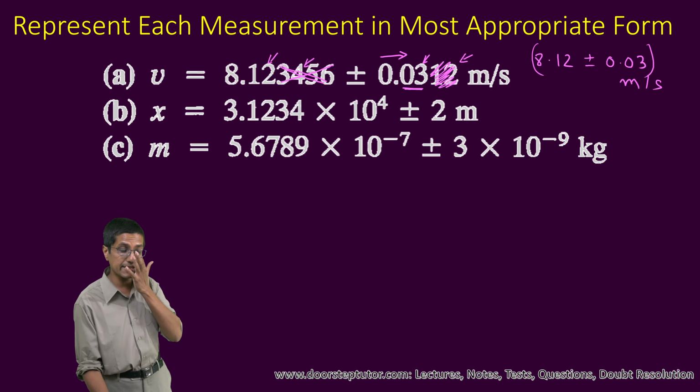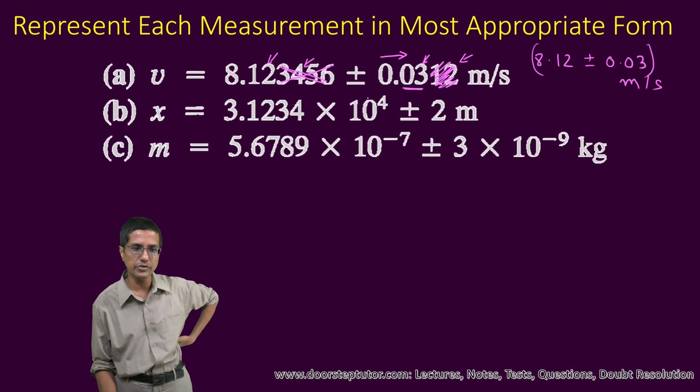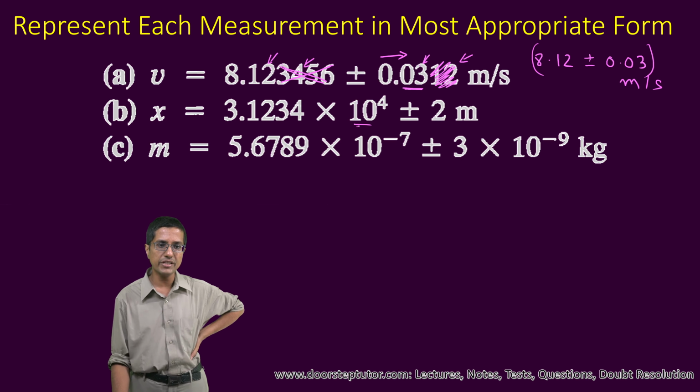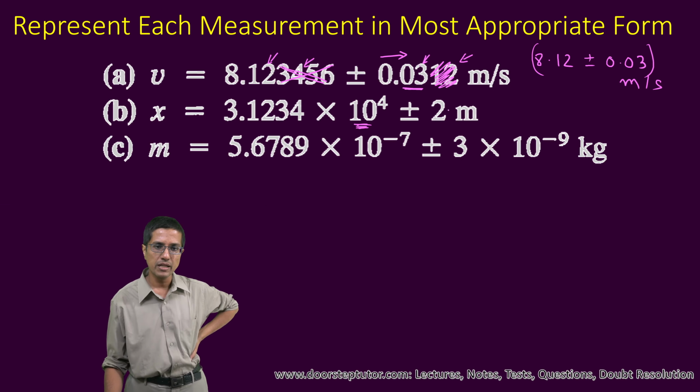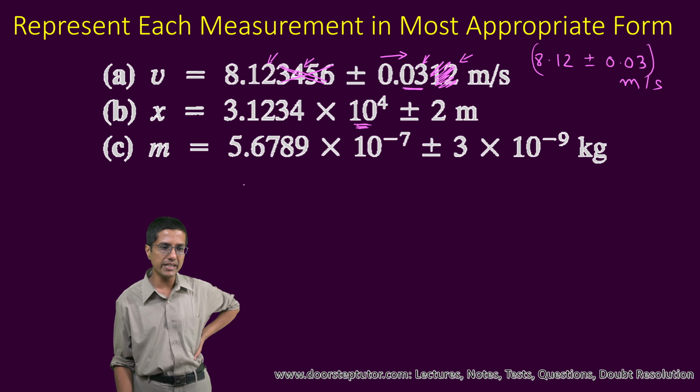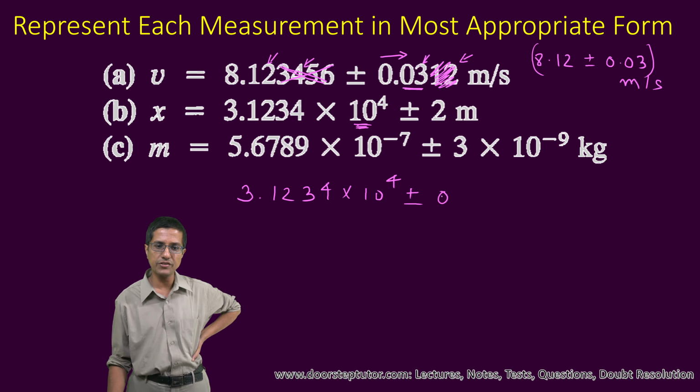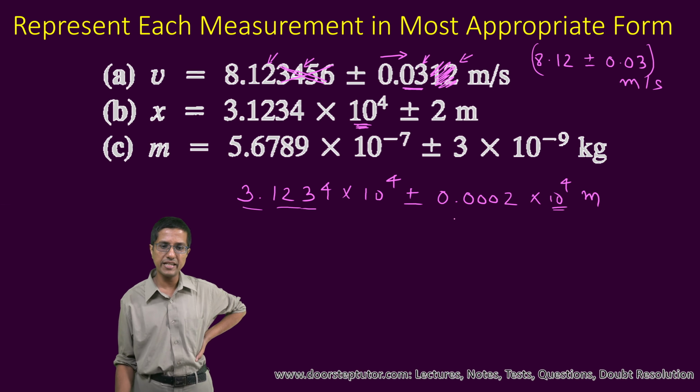The next quantity x is given in terms of 10 raised to power 4. It is a length given in scientific notation, as 10 into 10 raised to power 4. There is some exponent here, and that is the trick. The way to do it is we use the same exponent even in the case of the error. So we convert our error to the same exponent, and we take the exponent out common from both the result as well as the error.